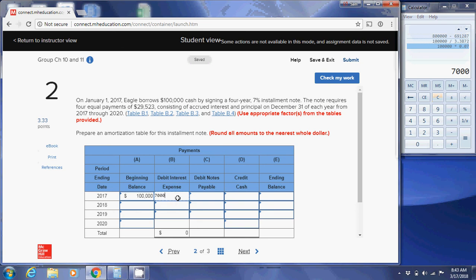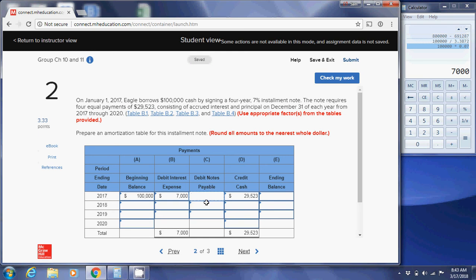$7,000 is our interest expense, and then it's asking what should we debit out to notes payable. Well, I think it's easier to put this in first. How much are we going to credit to cash? That's going to be this payment of $29,523. Well, if I'm paying out $29,523 in cash and $7,000 of that amount was interest, then the difference has to be what I'm bringing the balance of the note down by.